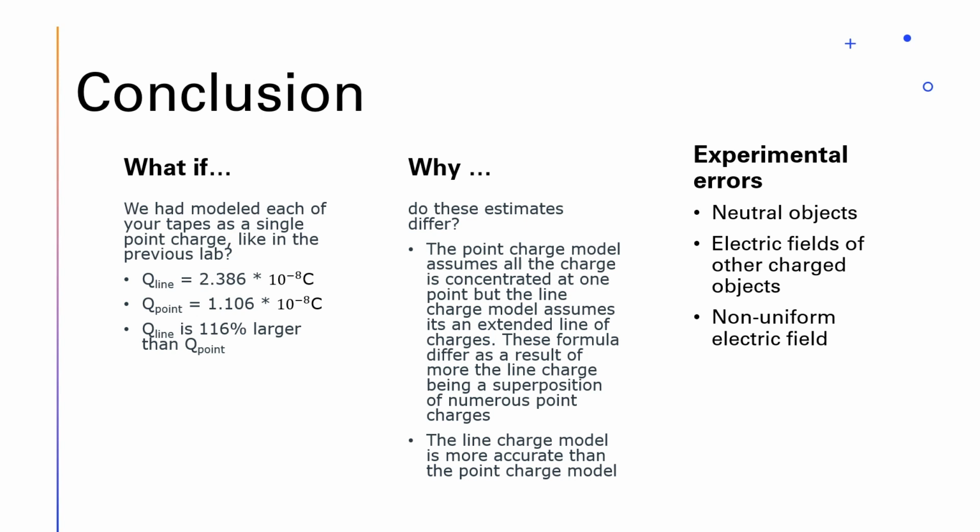This is an extended charge. We're not assuming that just one charge is repelling some point mass. We're instead assuming that it is a line of charges that is causing this repulsion on another line of charges. And thus, this means that it's more accurate because in reality, the tape is a line of charges. Maybe not uniformly charged, and that is an experimental error, but still, it makes it more accurate. The other experimental errors would be the presence of neutral objects and electric fields of other charged objects.